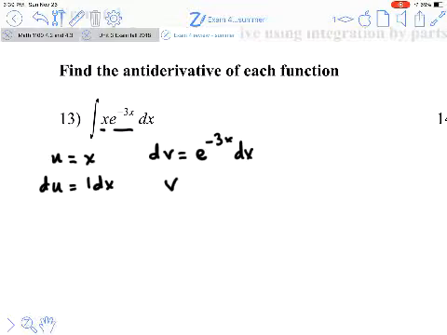So I need to find v. V is the antiderivative, which means I have to integrate e to the negative 3x. In order to do this, I need to write this as e to the u. I need to do a little e to the u integration. So this is a separate u than this u right here. So if I let u equal negative 3x, then du is negative 3 dx. So I'm going to find the integral of this. I need to have a negative 3 in front, which means I need to have a negative 1/3 in front of that.